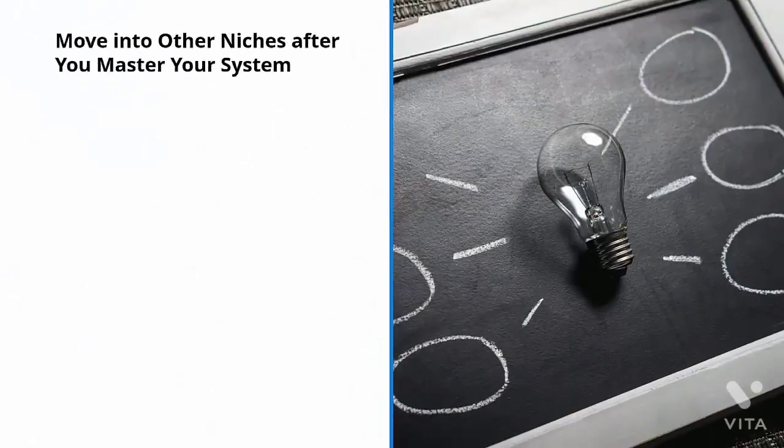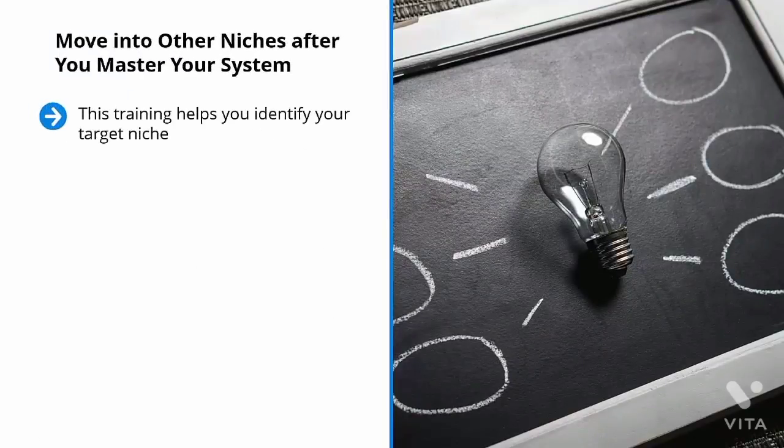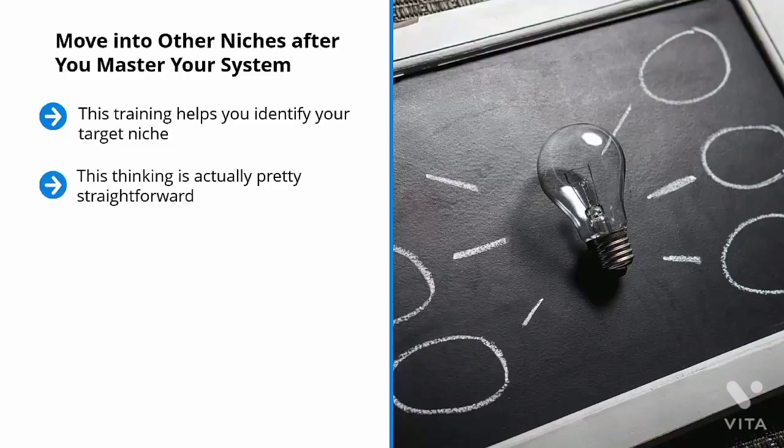Move into other niches after you master your system. This training helps you identify your target niche. I've also given you the techniques to do well in that niche using social media traffic. Once you've made quite a bit of money on your niche and this money comes in month after month, you have to think big. You have to look into other niches that are related to your current niche. This thinking is actually pretty straightforward. If you have already mastered your niche to the point that you're making automatic income month after month, then you can apply the same system to other niches that are closely related to the one you're in.